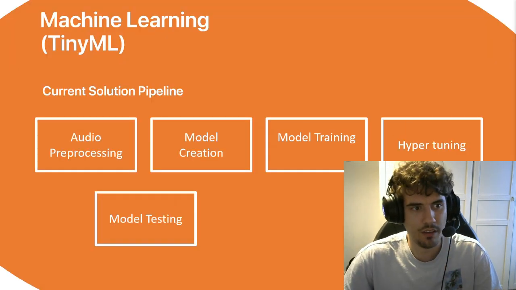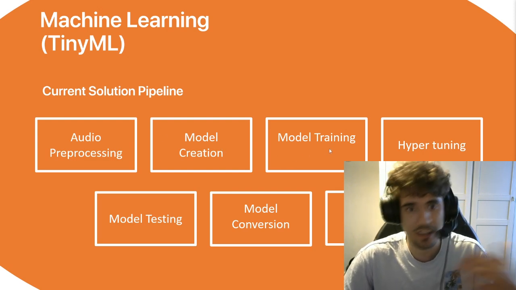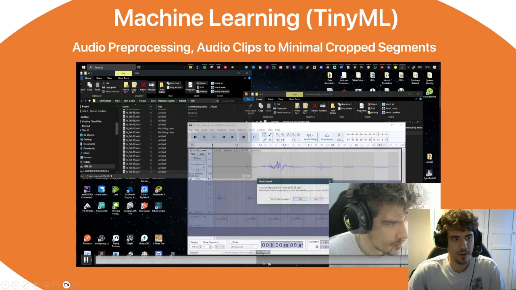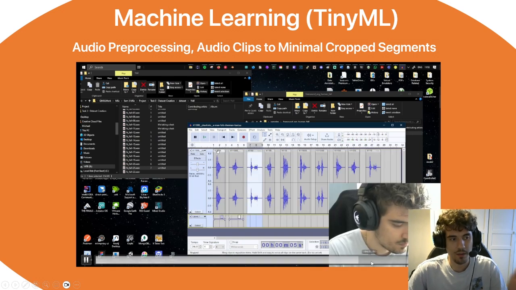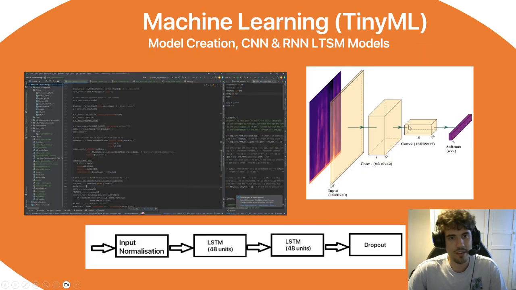TinyML, we had a few stages. This included audio processing, model creation, model training, hypertuning, model testing, and then deployment. First step was the audio pre-processing. This included taking the continuous audio and splitting it, sorting it out, labeling it, etc. We then went on to model creation. So here is the CNN model, which uses the MFE. Here's a snippet of the code for running these, and this is the RNN. This is a different type of model which utilizes more temporal information. I used a conjunction of both these models, which I explained in the paper as well.